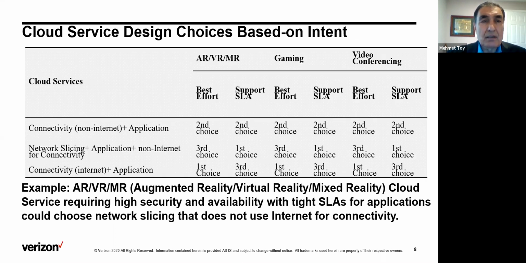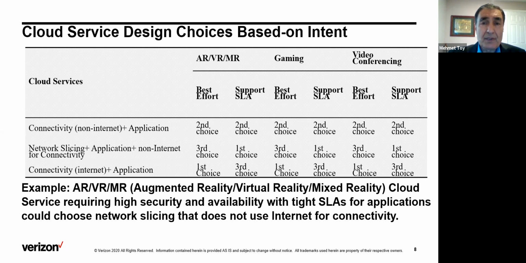Now, let's look at the cloud services. Suppose that in addition to the connectivity I just mentioned, I would like to have one of these applications like AR, VR, mixed reality, gaming, or video conference. Then on the left side in the cloud services, I have connectivity plus application, but the connectivity is non-internet. The second category is network slicing on top of this non-internet connectivity and application. The third choice is connectivity using the internet, and of course the application there.